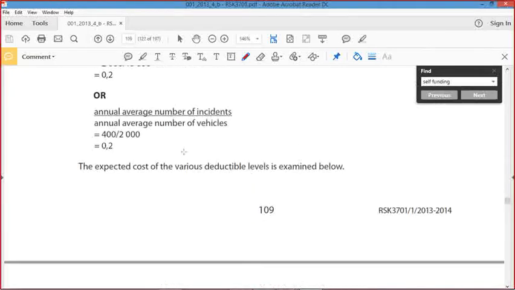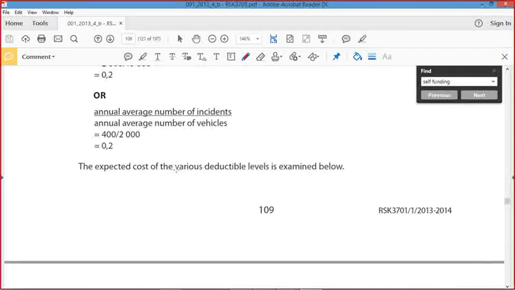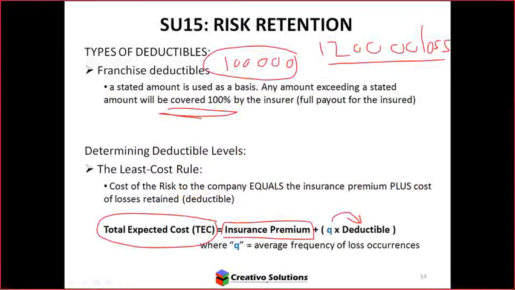So remember the Q. Sorry, that's my notes, not this file. Here are the notes. Q stood for the average frequency of loss occurrences. Do you agree? Yes. Let me ask you this, Melanie: what frequency of loss would you attach to being in a car accident? How often are you in a car accident? Very low frequency of loss.